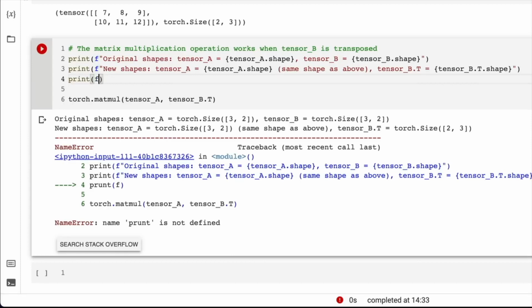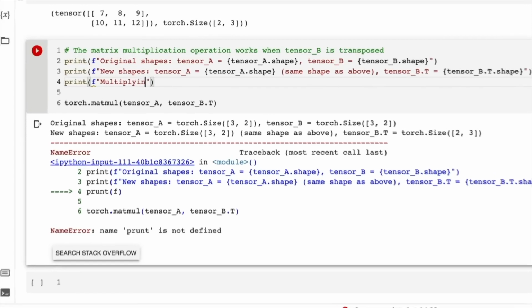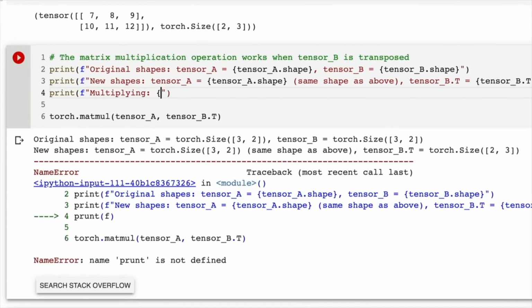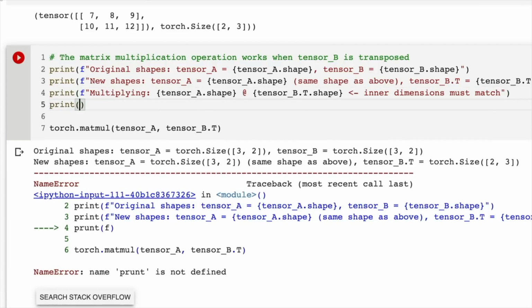What are we multiplying here? This is one of the ways, remember our motto of visualize, visualize, visualize? Well, this is how I visualize things. Shape. Let's do the @ symbol for brevity, tensor A @ tensor B.T shape. We'll put in our little rule here, inner dimensions must match, and then print.